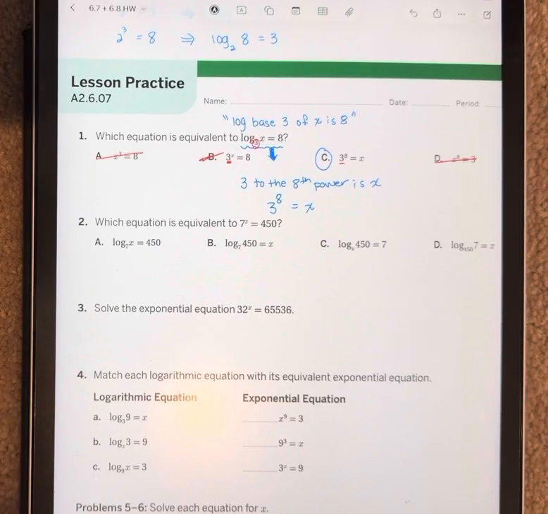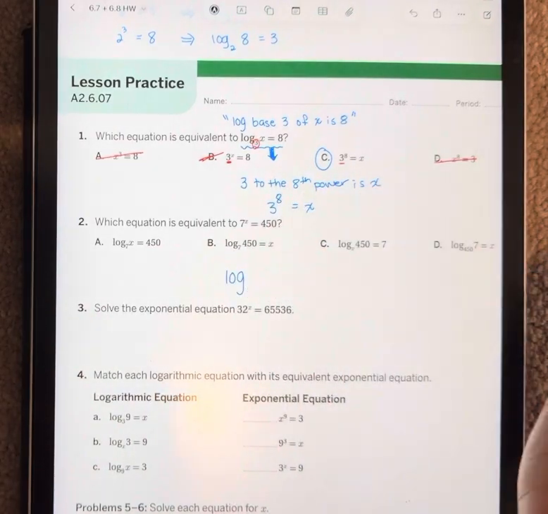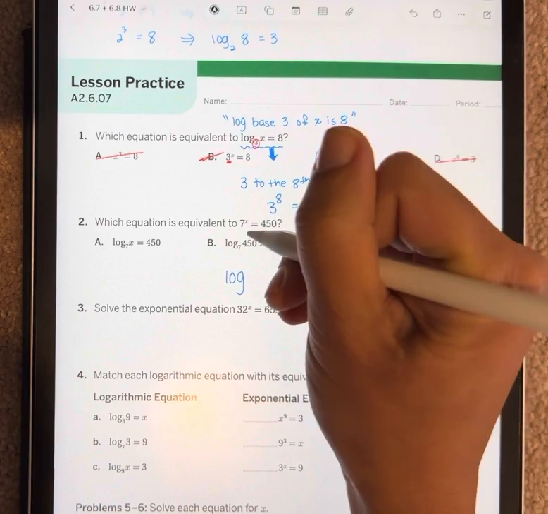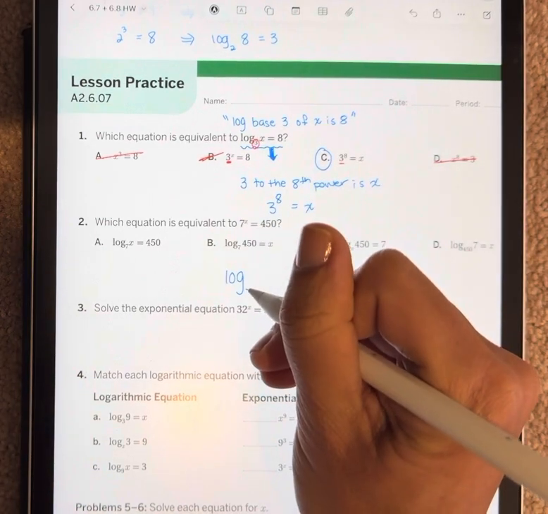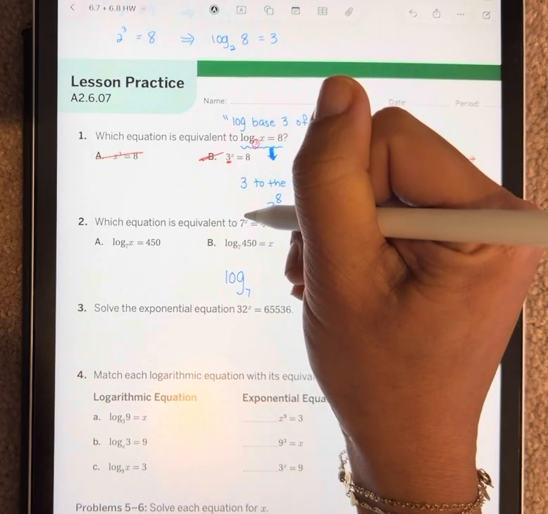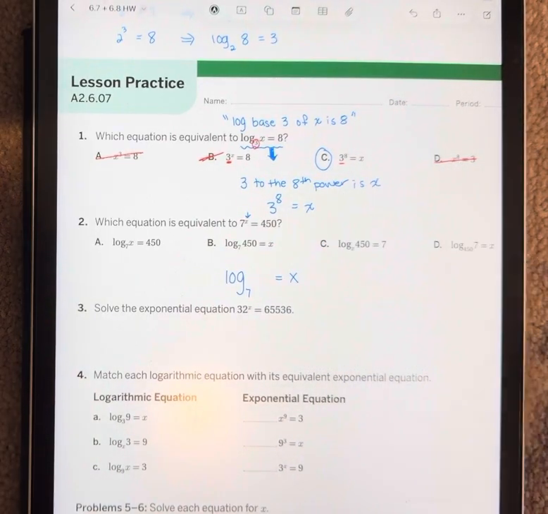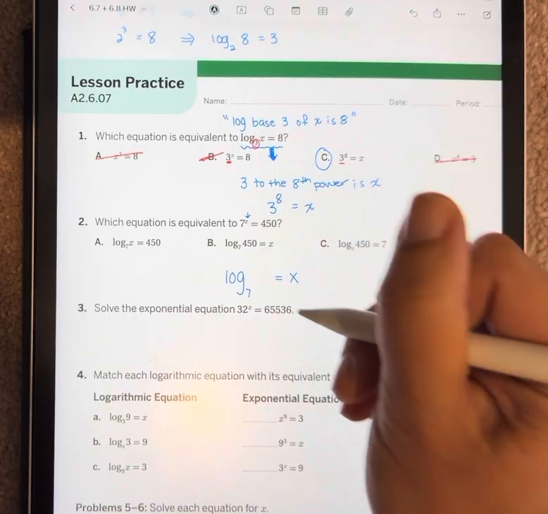Which equation is equivalent to 7 to the x equals 450? Okay, so as a log, this would be a log with a base matching the exponent's base. So the base must be 7. And then the power, the exponent, is what our log gives us. So that is going to be right there. And then the 450 goes right here.